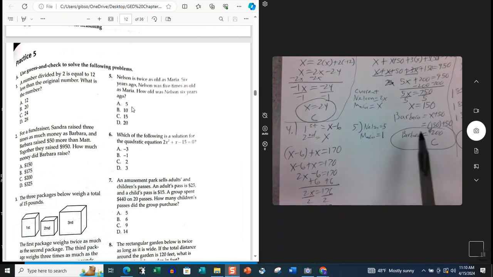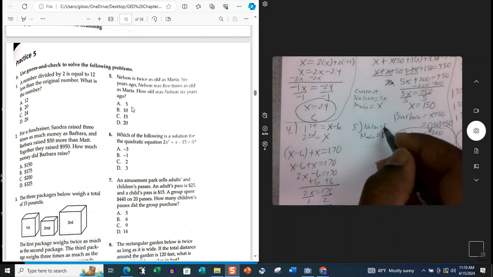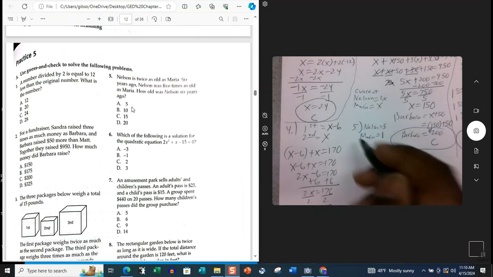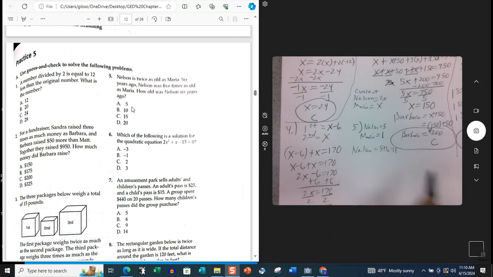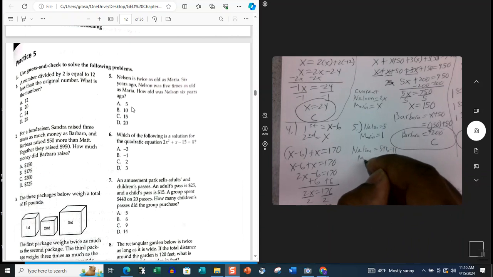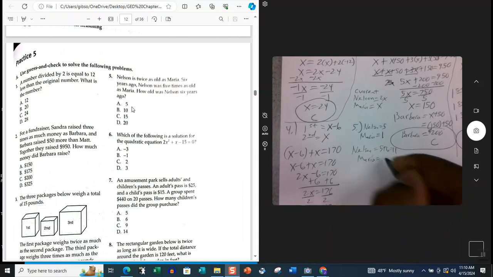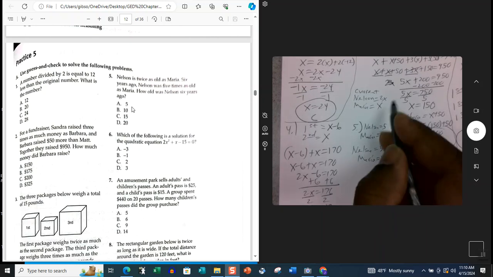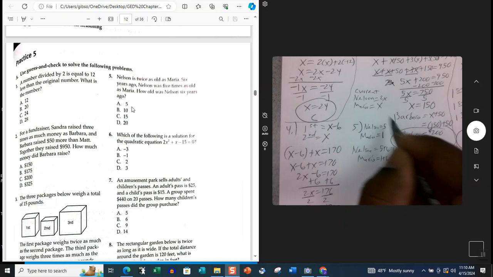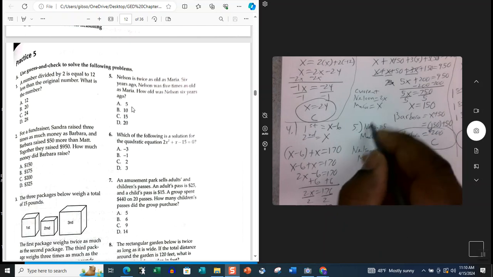Now, if we add 6 years to both of these, because in 6 years, Nelson's supposed to just be twice her age. So if we add 6 years to Nelson, that would give us 11. But then Maria, if we add 6 years to her, that would give us 7 years. So that doesn't work.